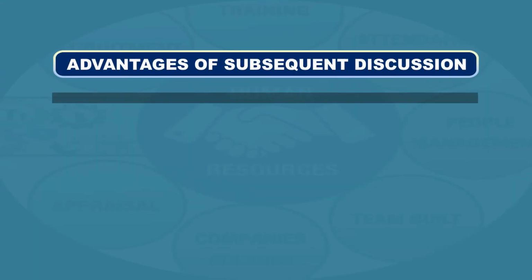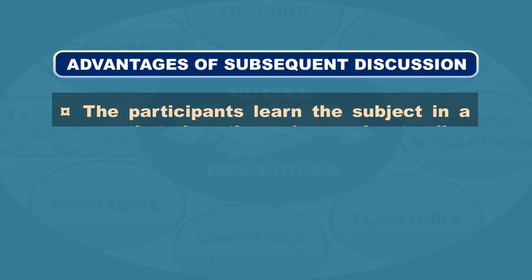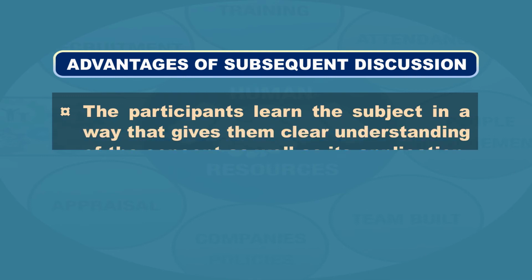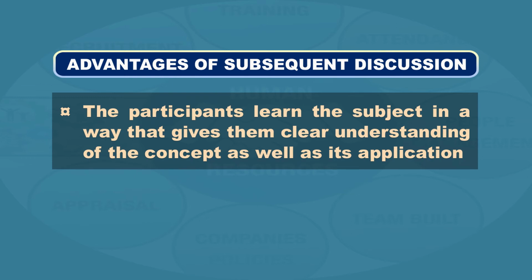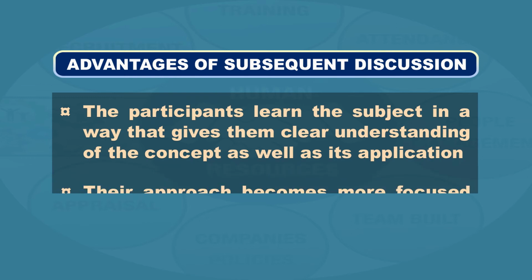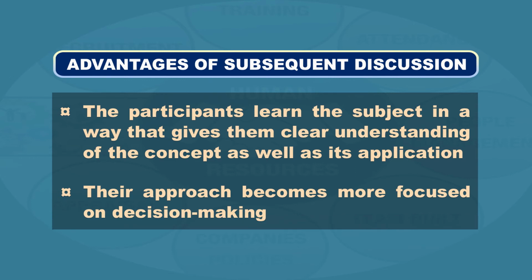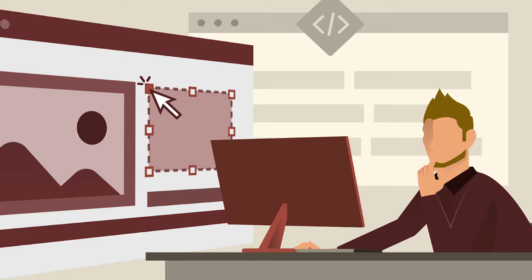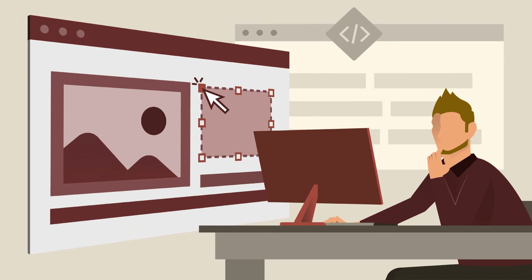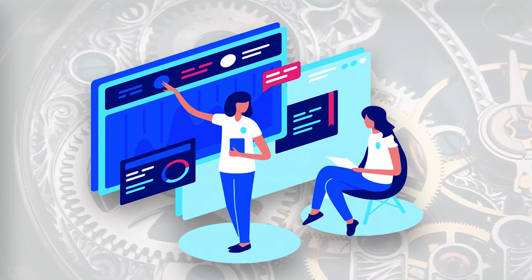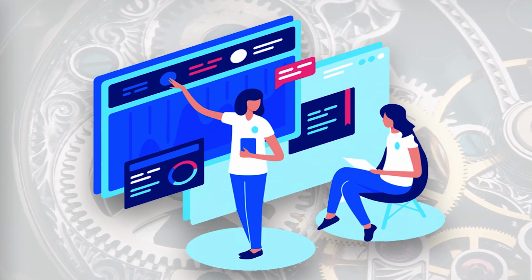Discussion of this kind has two advantages. The participants learn the subject in a way that gives them a clear understanding of the concept as well as its application, and their approach becomes more focused on decision making. We will be sharing a case study titled Dilip at IHIIPL with you in our online content area. We also invite you to analyze it and discuss your ideas on the online discussion forum. The assignment questions for the case of Dilip are provided in the assignment area.